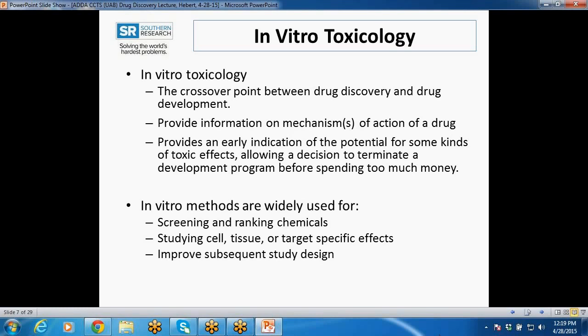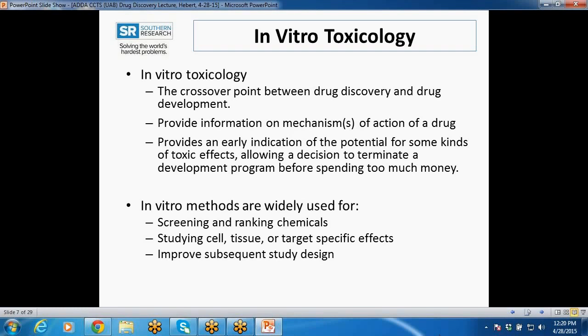Once you've selected a candidate that you think is appropriate for the target that you want, the next thing you do is you start looking at efficacy in a biological system and safety in biological systems. Before you jump right into your animal testing, you're going to want to start with in vitro testing. So I say that the in vitro toxicology is really the crossover point between the drug discovery process and the drug development process. And there's no solid line where you say, oh, this was drug discovery, we cross the line, this is drug development. But when you start getting into your in vitro testing, you are starting to get into your drug development.